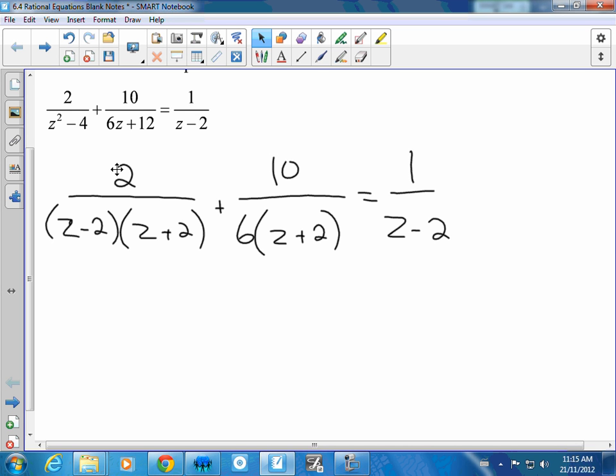What's our LCD? No, it has to go into both of them. Z minus 2, Z plus 2.